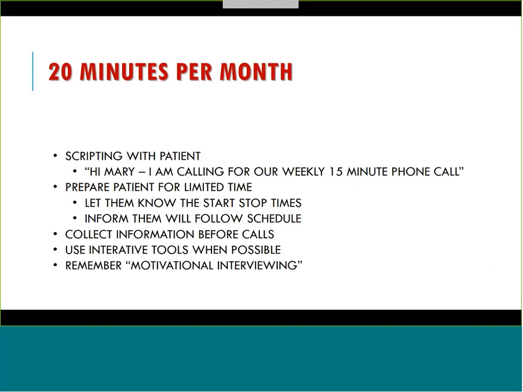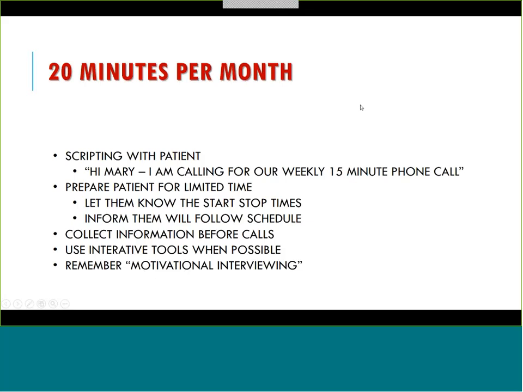CCM: 20 minutes per month. I wanted to talk to you guys real quick about this because we're kind of running short on time, but it's hard to stick to that 20 minutes as some of you are finding out. So it's really important that you work with that patient ahead of time and do scripting with that patient. If you let them know that, okay, Mary, I'm going to be calling every month and we have a set amount of time that I'll be talking with you, or if you're calling twice a month, you would let them know and carve out that time, that we have 15 minutes.